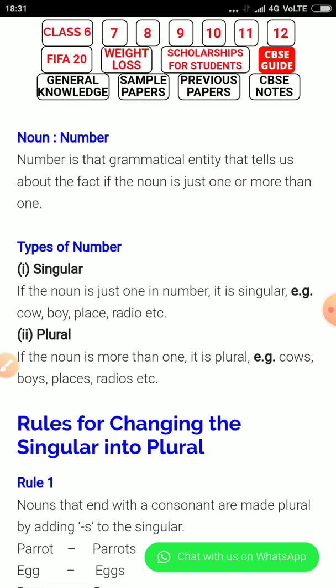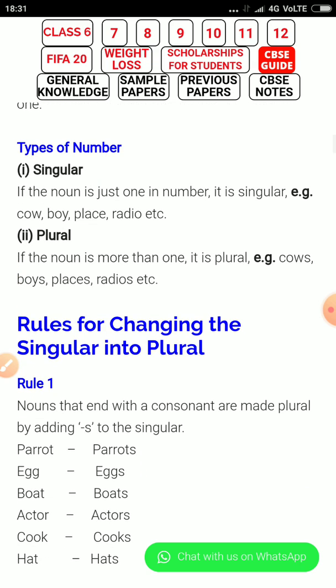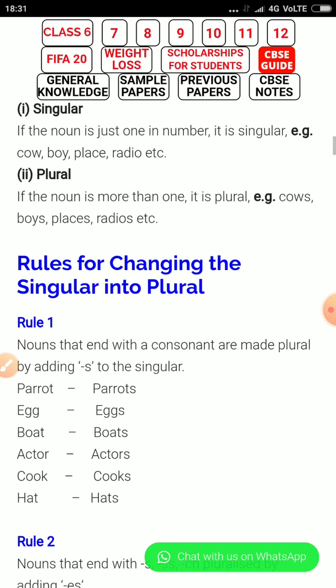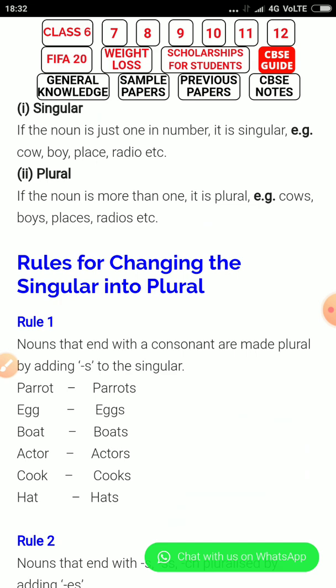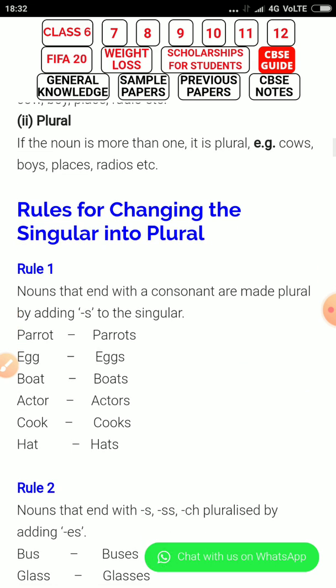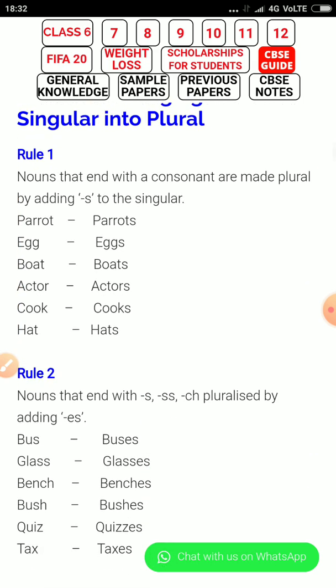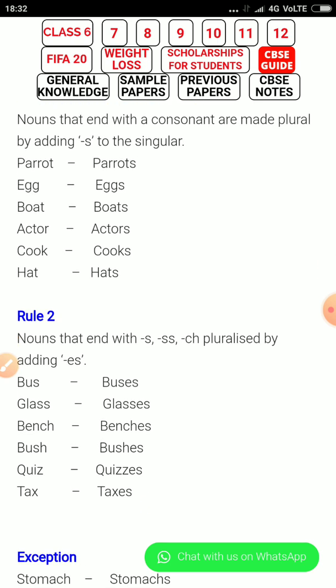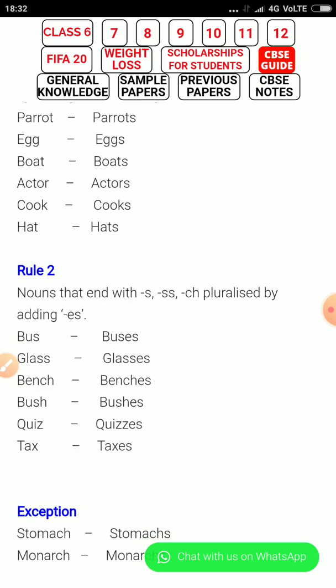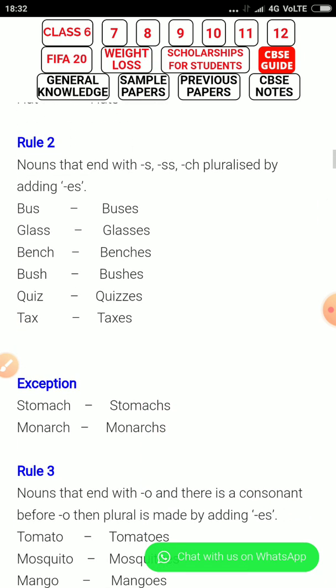There are some rules for changing the singular into a plural noun. Rule 1: parrot, parrots; egg, eggs; board, boards; actor, actors; cook, cooks; hat, hats. Rule 2: nouns that end with s, x, sh, ch are pluralized by adding es: bus, buses; glass, glasses; bench, benches; bush, bushes; tax, taxes. Exception: stomach, stomachs; monarch, monarchs.